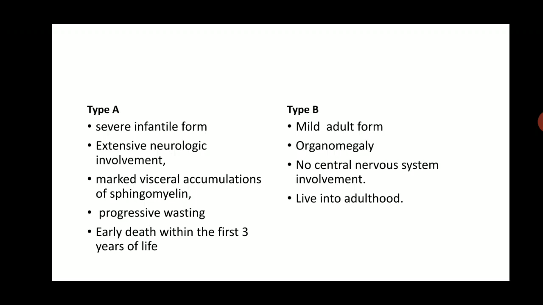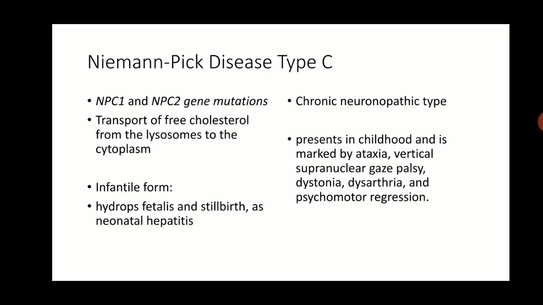Type B is the mild form. The patients usually live into adulthood, hence it is also known as the adult form. Patients present with organomegaly, that is mostly lymphadenopathy and hepatosplenomegaly. These patients do not have any CNS involvement though. This is a less severe form of the disease.